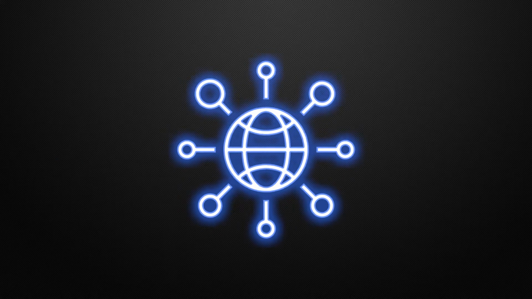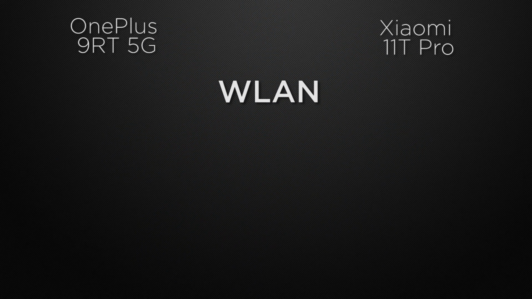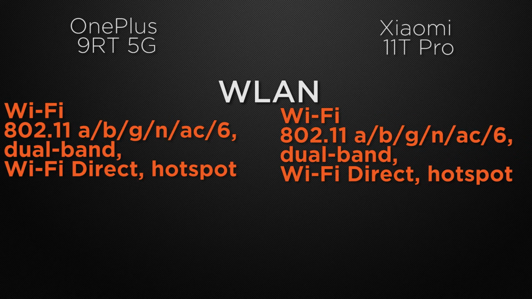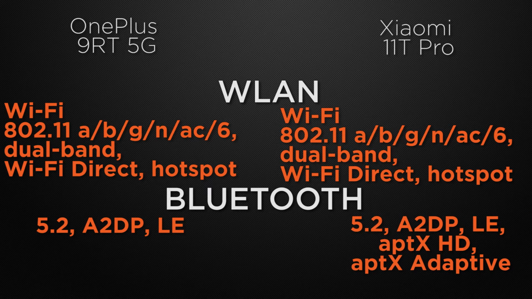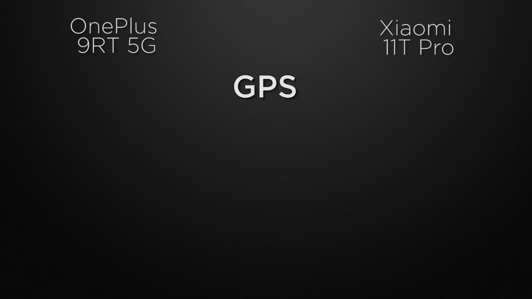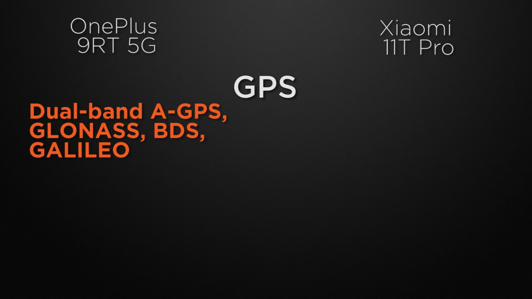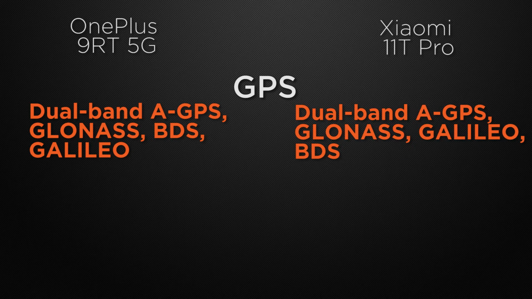Moving to the communication chips in the devices, starting with the WLAN. Both devices have 6th generation Wi-Fi, Wi-Fi AC, Wi-Fi Direct and hotspot. So it's a tie. And about the Bluetooth version, 9RT has Bluetooth 5.2, and 11T Pro has Bluetooth 5.2. So it's a tie because both devices have the same generation of Bluetooth. Let's talk about the positioning chips. 9RT has dual band AGPS, GLONASS, Galileo and BDS, and 11T Pro has dual band AGPS, GLONASS, Galileo and BDS. So it's a tie because both devices have the same chips.